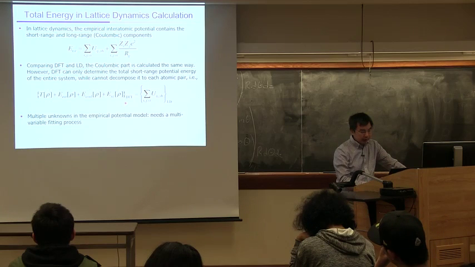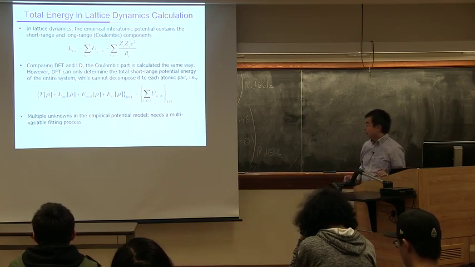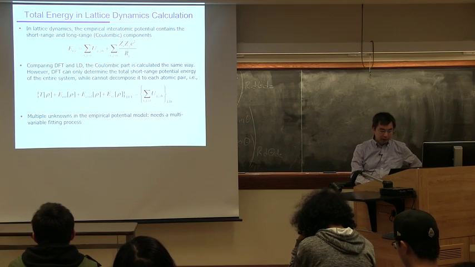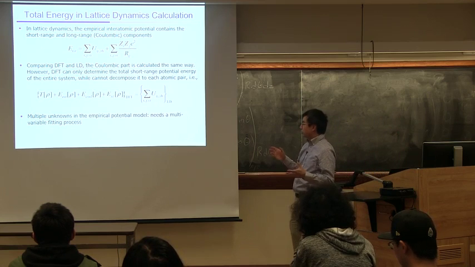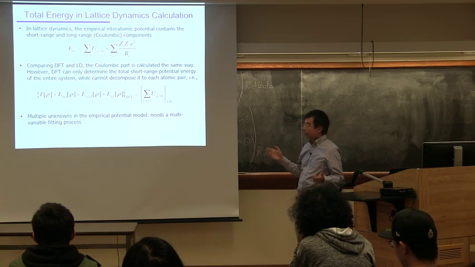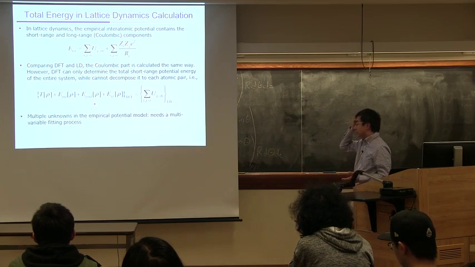But on the right-hand side, we need to figure out the parameters, because the Buckingham potential, for example, or the Lennard-Jones potential, have unknown parameters on the right-hand side, right? So we need a multivariable fitting process, which means that we cannot just run one DFT calculation and find out the parameters. We have to do it for many different configurations, right? And that will give us enough resolution to determine the potential parameters.